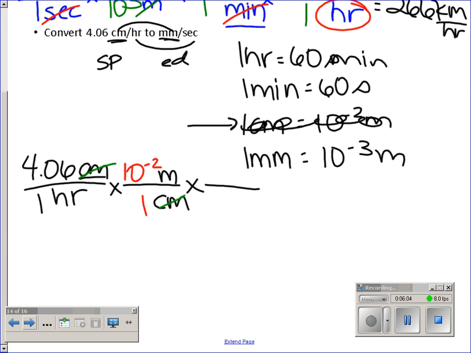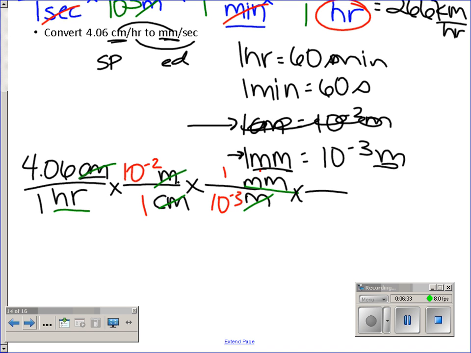Well, I need to get to millimeters, so I'm going to use this next conversion factor. Meters has to go on the bottom, which means if meters is here, millimeters has to go on the top. Plug in the values that they're married to. 1 millimeter, 10 to the negative third meters. Meters cancel. I'm currently in millimeters per hour. So now I can go and convert my time.